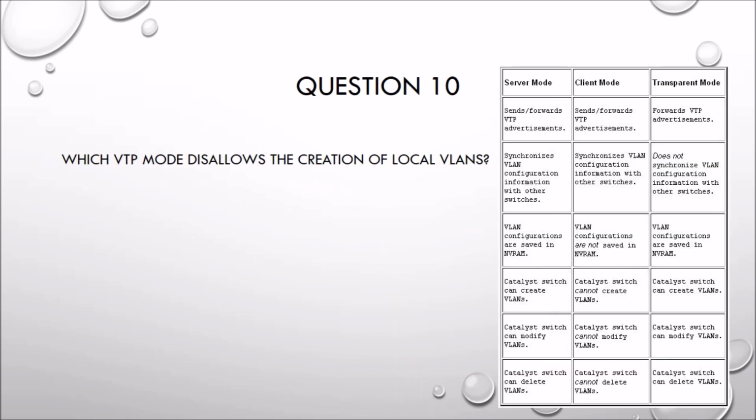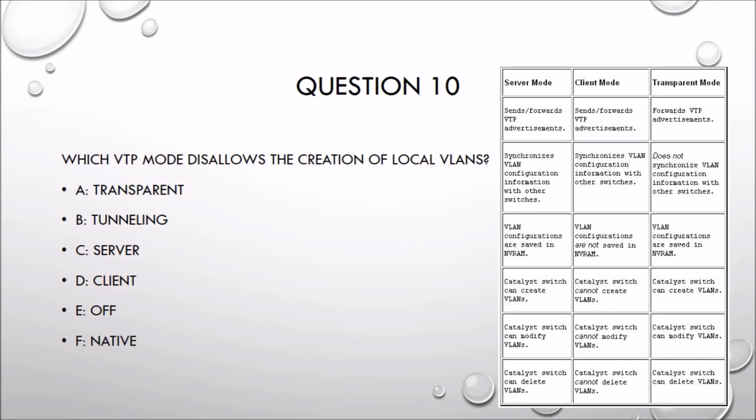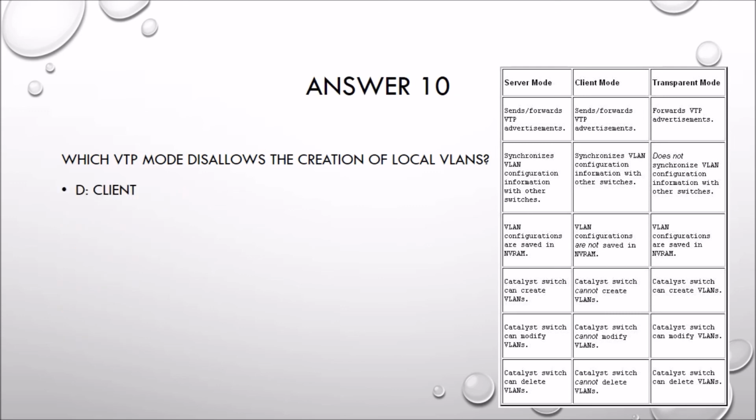Question 10, last question. Which VTP mode disallows the creation of local VLANs? Is it A, transparent, B, tunneling, C, server, D, client, E, off, or F, native? And the answer is D, client mode.